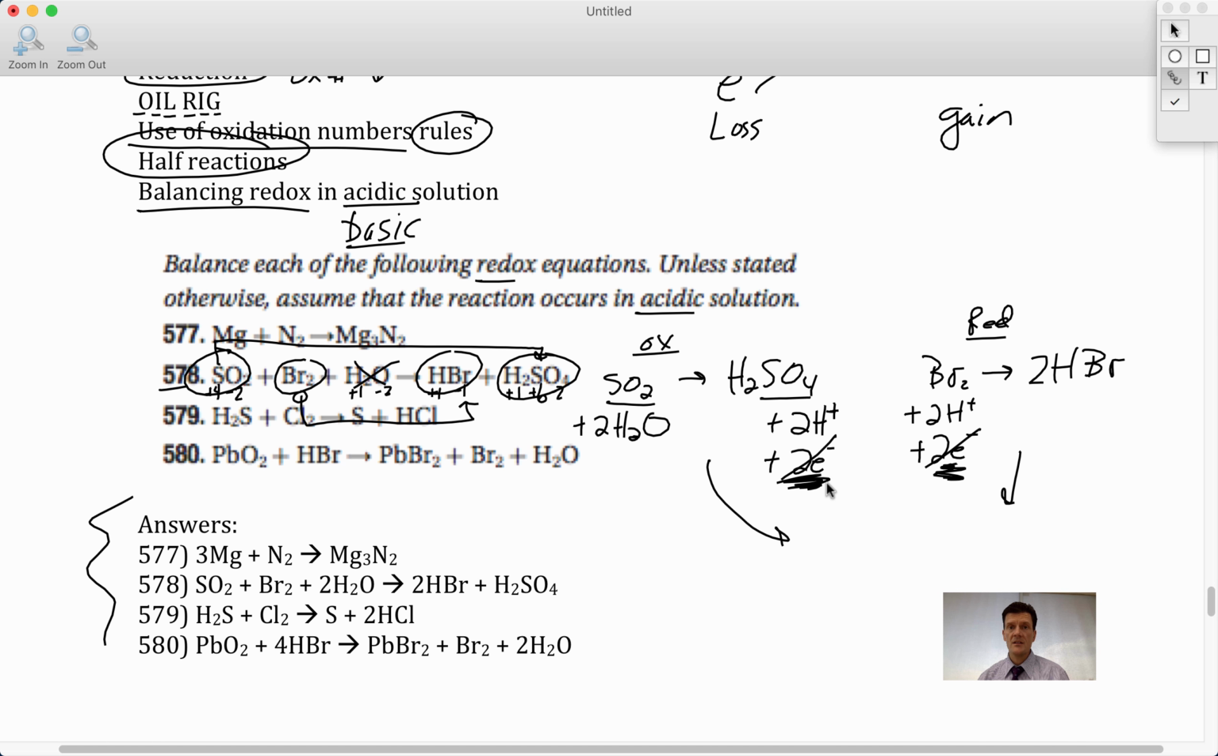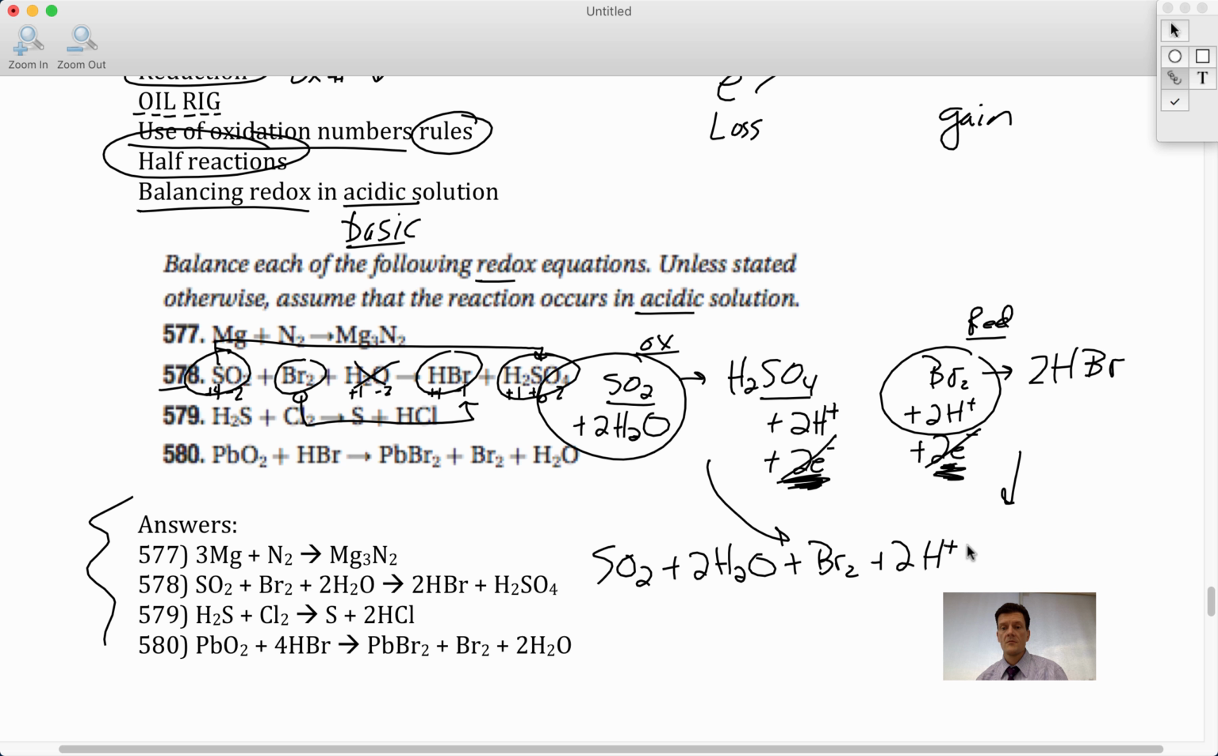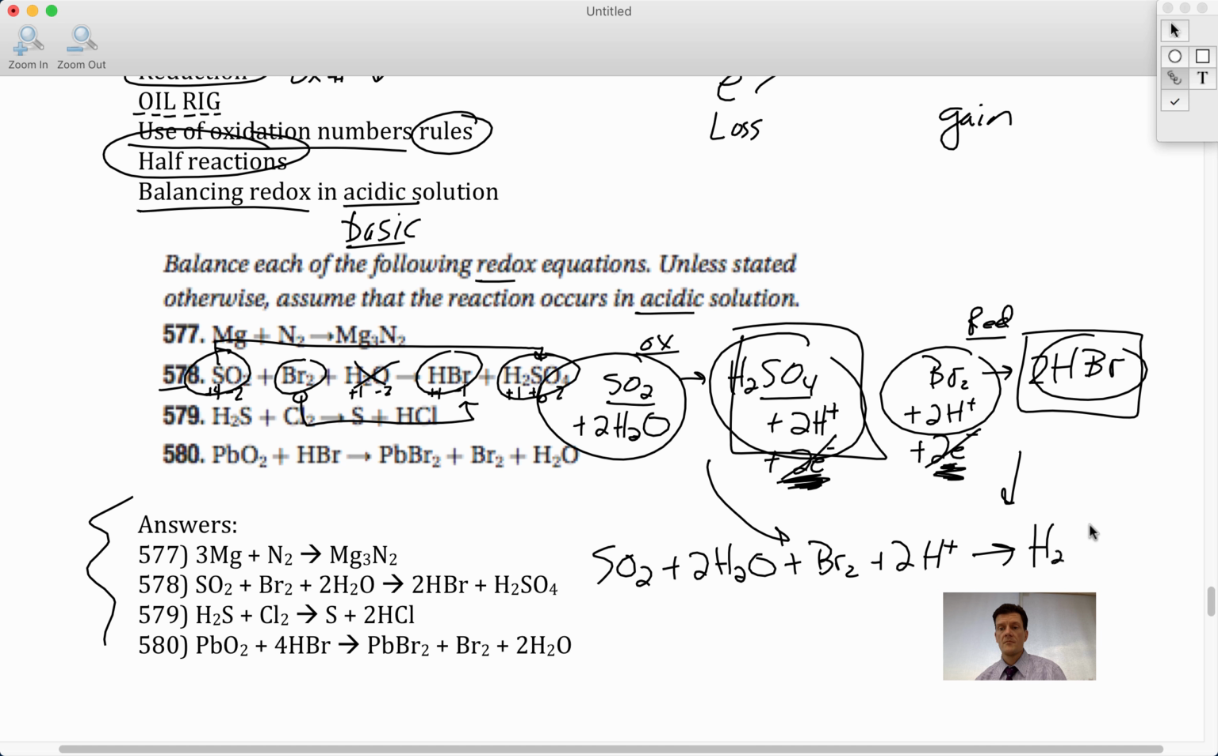And I'm not going to write the electrons in the final equation. So I don't have to worry about that. And I'm just going to bring all of my reactants together, and all of my products together. Okay, so I think I got everything there.